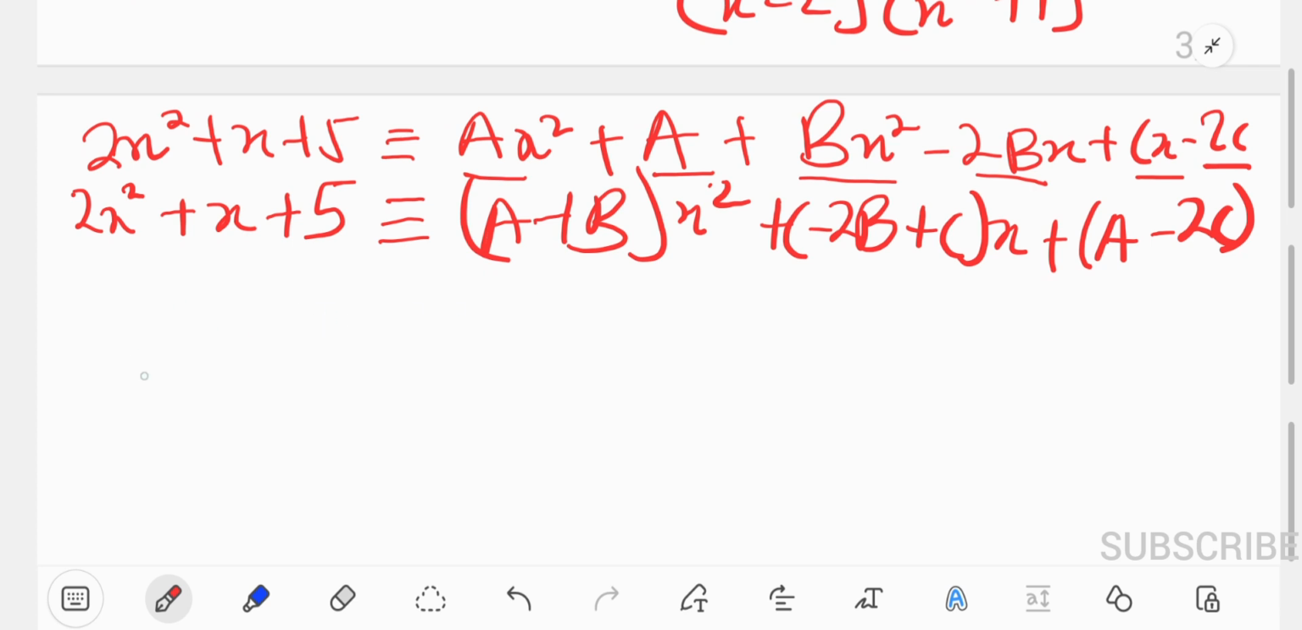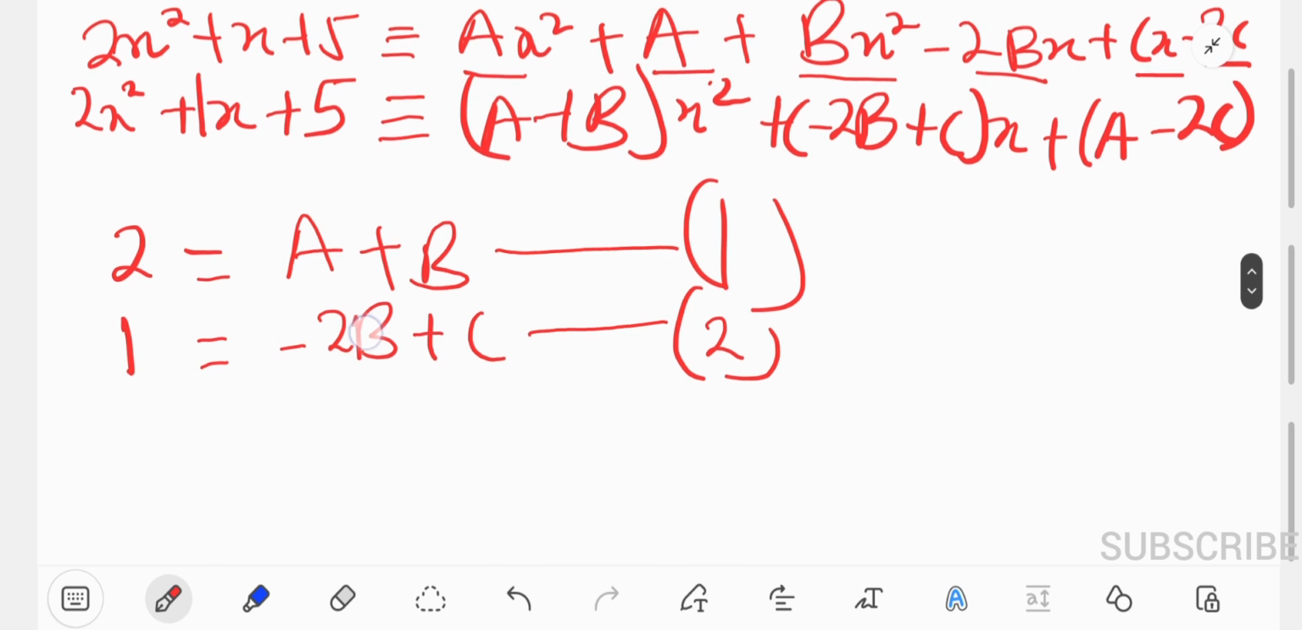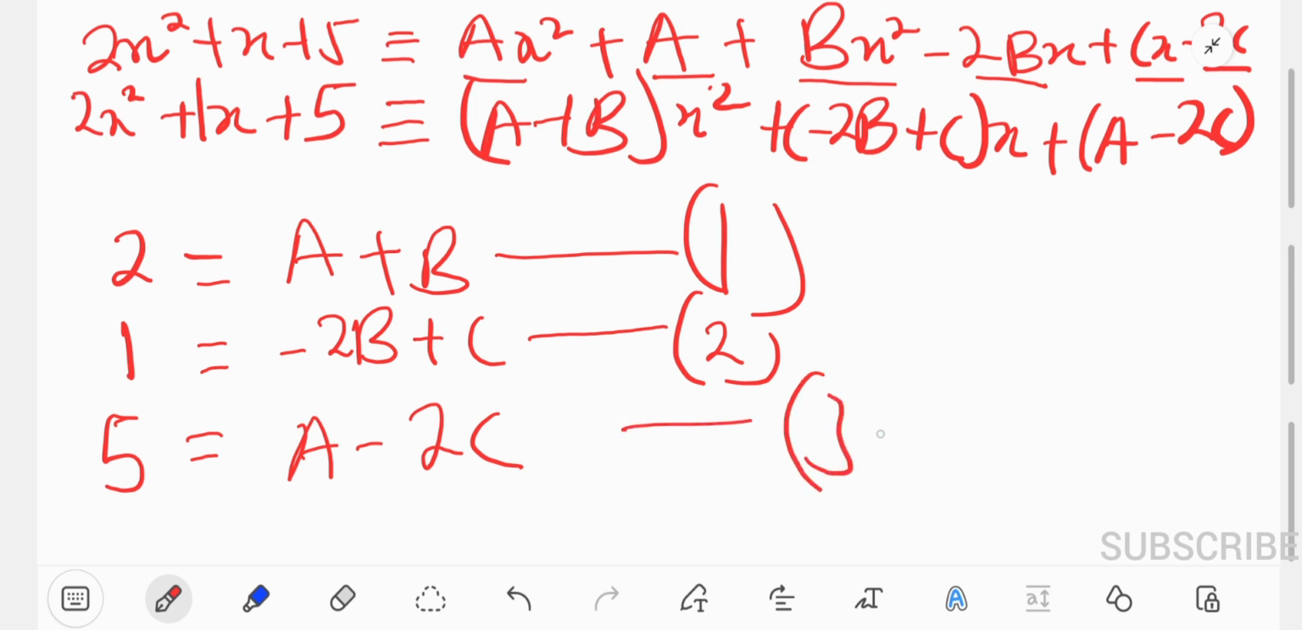So comparing the x squared, we are going to get 2 equals a plus b. Call this equation 1. Comparing the x's, the coefficient of x here is 1, right? That will be 1 equals minus 2b plus c. Then the other one is a constant. 5 will be equal to a minus 2c. This is our equation 3.